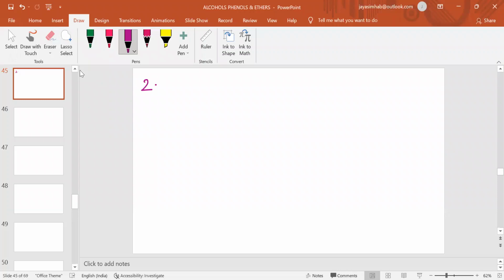So the second method of preparation of alcohols is from carbonyl compounds. What are carbonyl compounds? Carbonyl group containing compounds, like this. This is the carbonyl group. So carboxylic acids, aldehydes, ketones, esters, all this will come under carbonyl compounds.